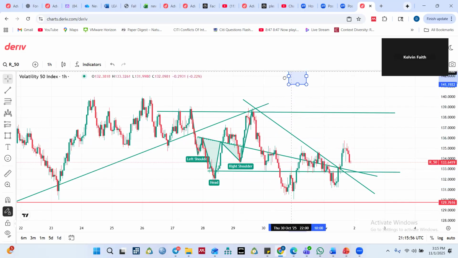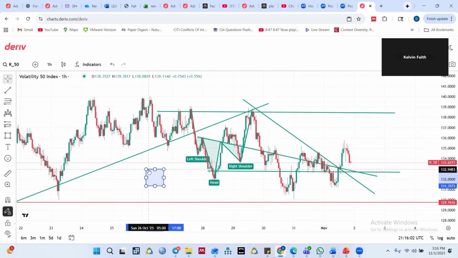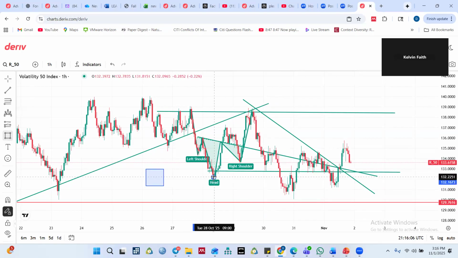It couldn't go more. It stopped on the neckline. Then it pulled back down below again to take the head out. So with head and shoulder, the moment your head is taken out, you are done. The pattern is not valid anymore. The right shoulder can be taken out, but if the head is cut off, are you still alive? No, you can't do anything. Everything is inside the head. So the head was taken out.